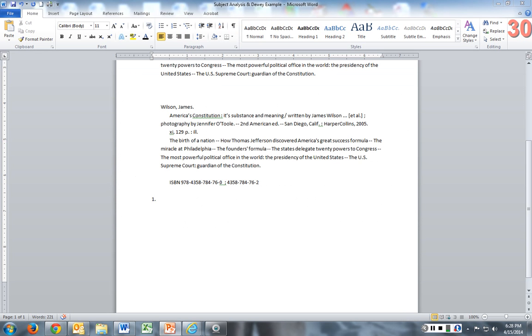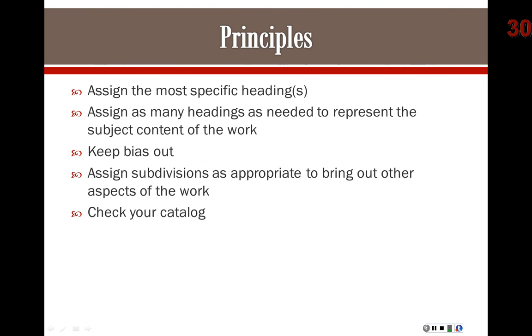Okay, our next slide that I want to show you is the one on the principles of subject headings. So you might want to pause this and write these down, because this will be very helpful whenever you're doing subject analysis to figure out a subject heading or a classification number. These are the principles that you follow.